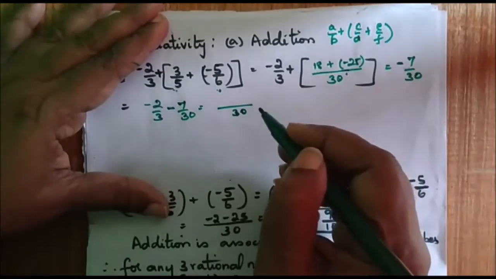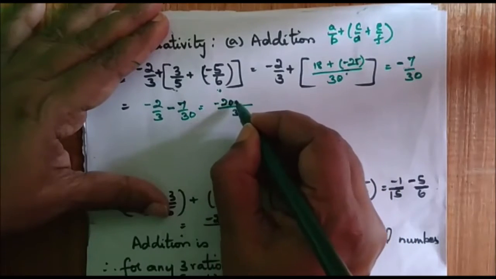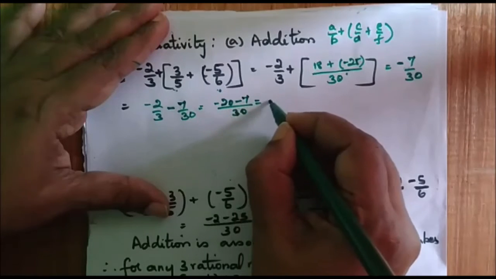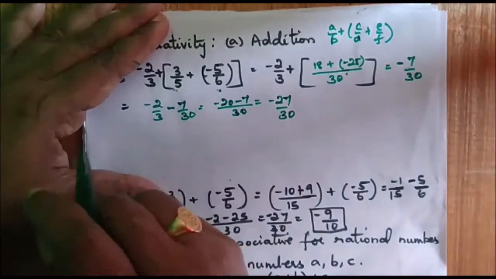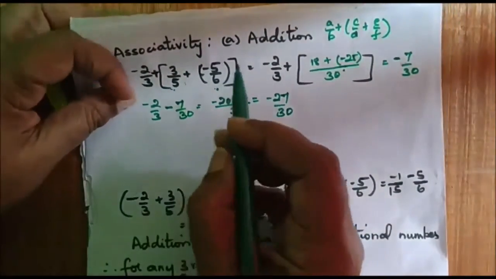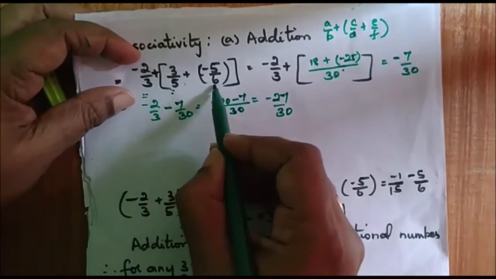So minus 2 will go in this 10 times. So it is minus 20. 30 will you get minus 7. It is minus 27 by 30. Okay. Now in the case of when we change the order, that is order means I will first add these both and then add this.